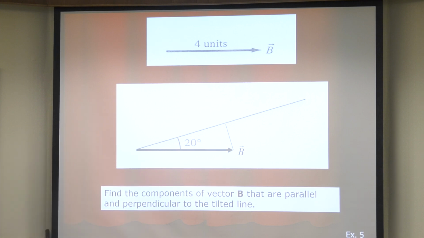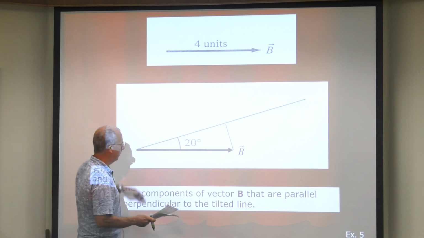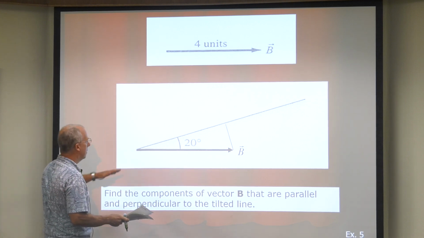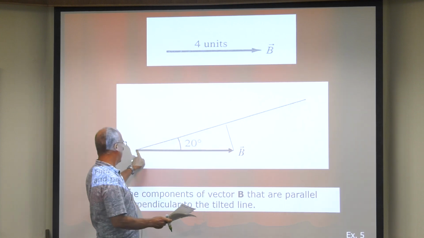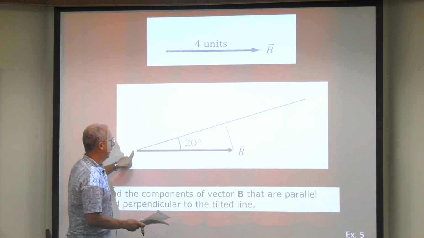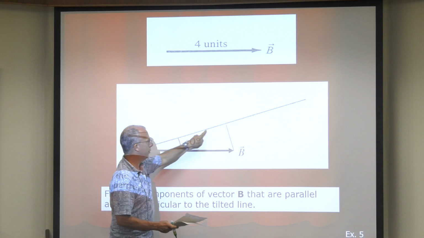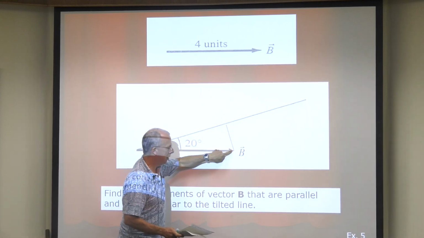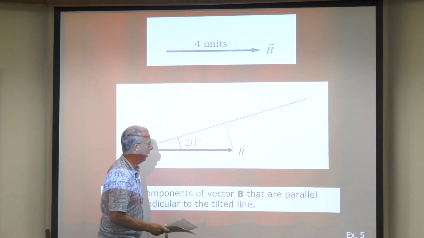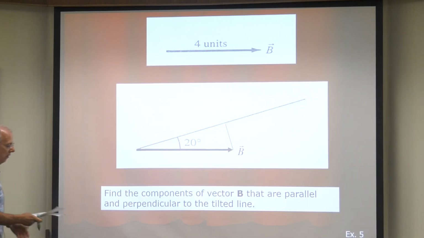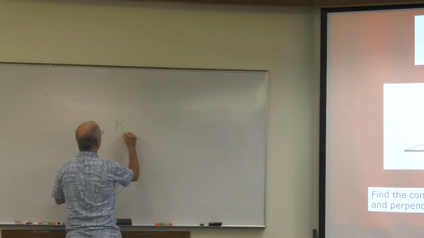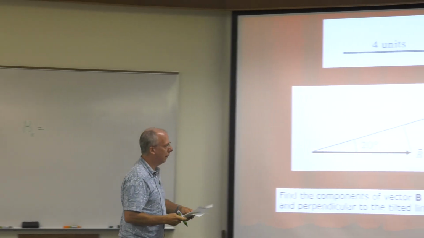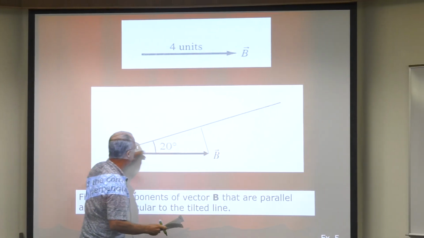So here's the tilted line. Here's vector B. This is the component that's parallel to the tilted line, and this is the piece that's perpendicular to the tilted line. Okay, so let's do it. Let's say B parallel. Again, here's B, and this is parallel.